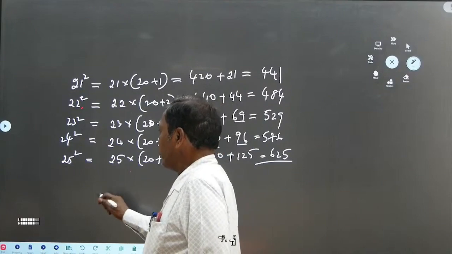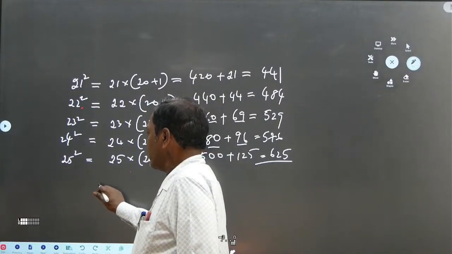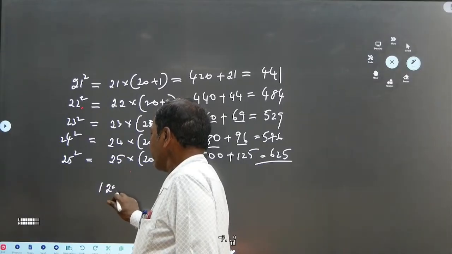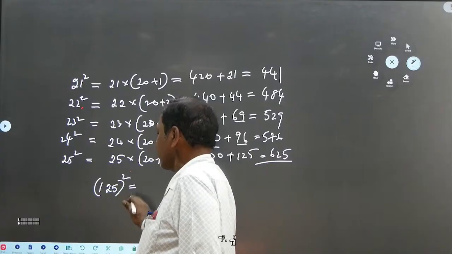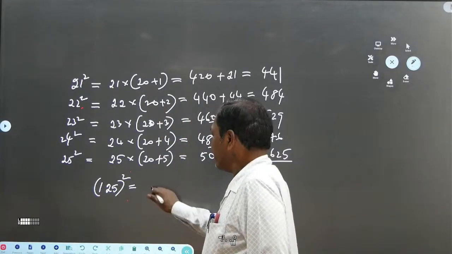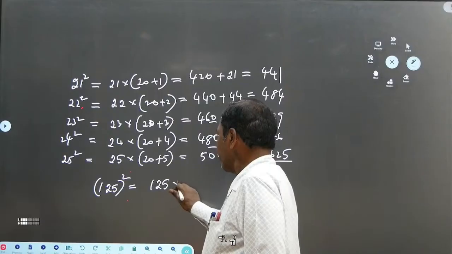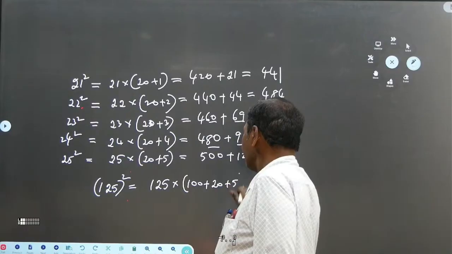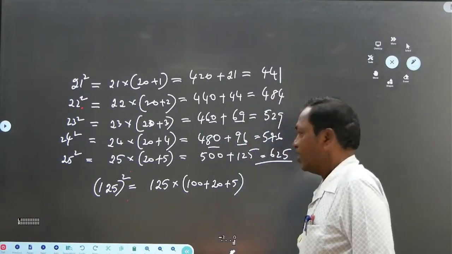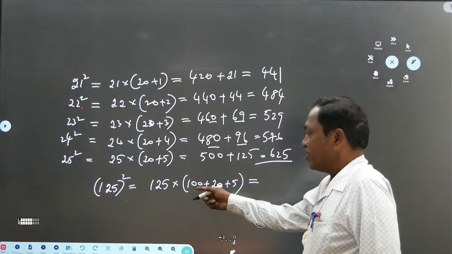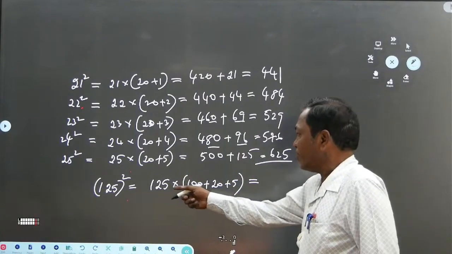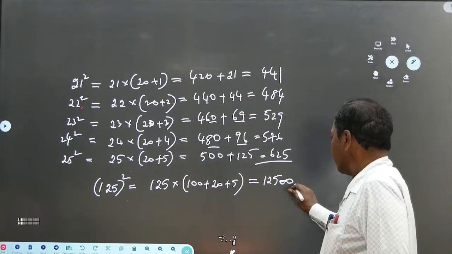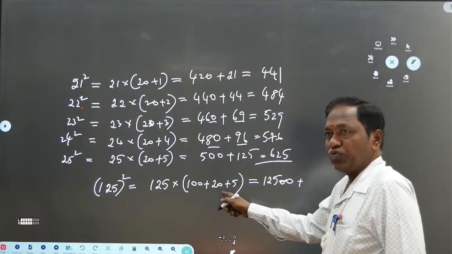And for example, let us take some number of our choice, like 125 whole square. It means you can take 125 into 100 plus 20 plus 5. Here there are two zeros, there is no problem. Very easy one. 125 into 1, 125. How many zeros are here? 2 zeros. Plus 125 into 2, 250.